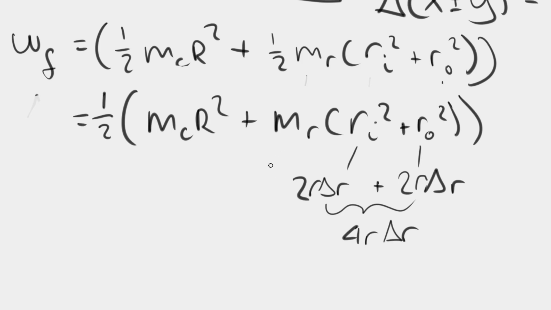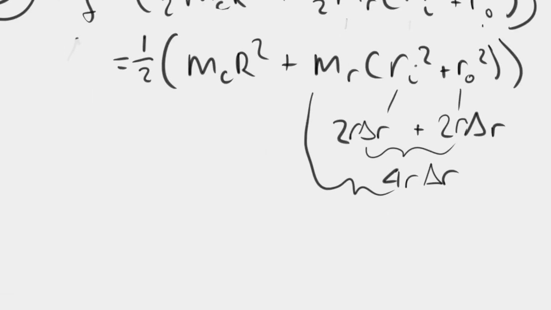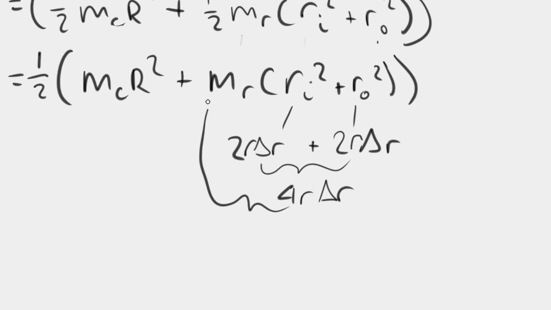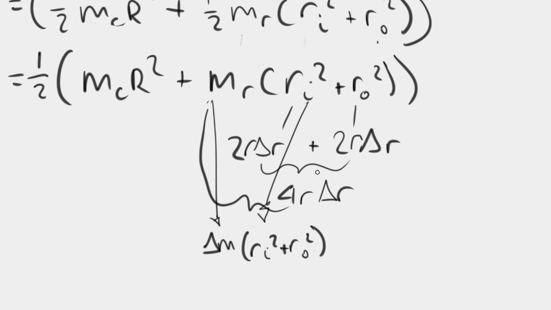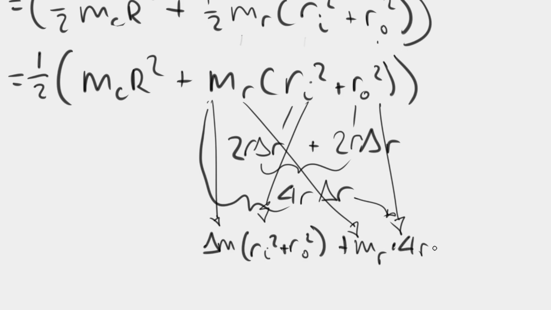Now, let's just keep moving on. If you use our multiplication rule on mr times this whole thing, we would get the uncertainty of the first thing, so that's just delta m, times the regular of the second thing, so that's just ri squared plus r0 squared. And then after that, you would add the regular of the first thing, so that's just mr, and then the uncertainty of the second thing, which comes from this, times 4 r delta r.